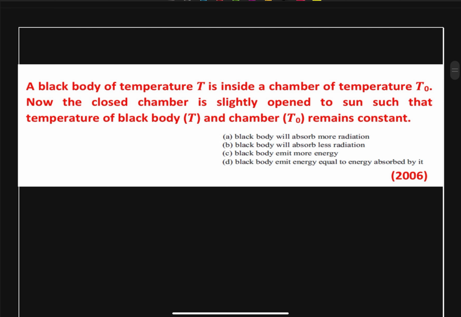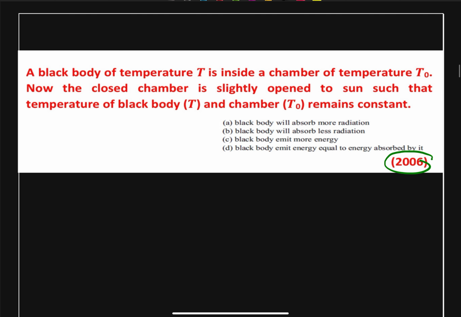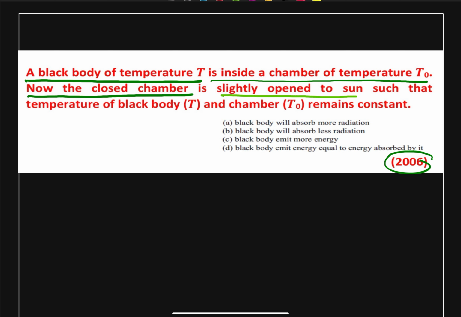It was asked in the year 2006 and states that a black body of temperature T is inside a chamber of temperature T naught. Now the enclosed chamber is slightly open to the sun such that the temperature of the black body is T and the chamber T naught remains constant. Based on this we have these 4 options, and this question is divided into 2 parts.